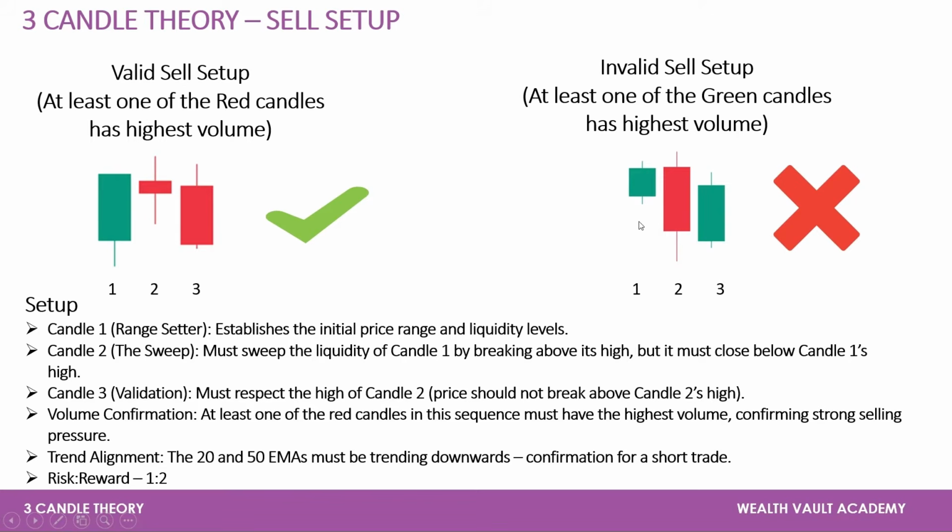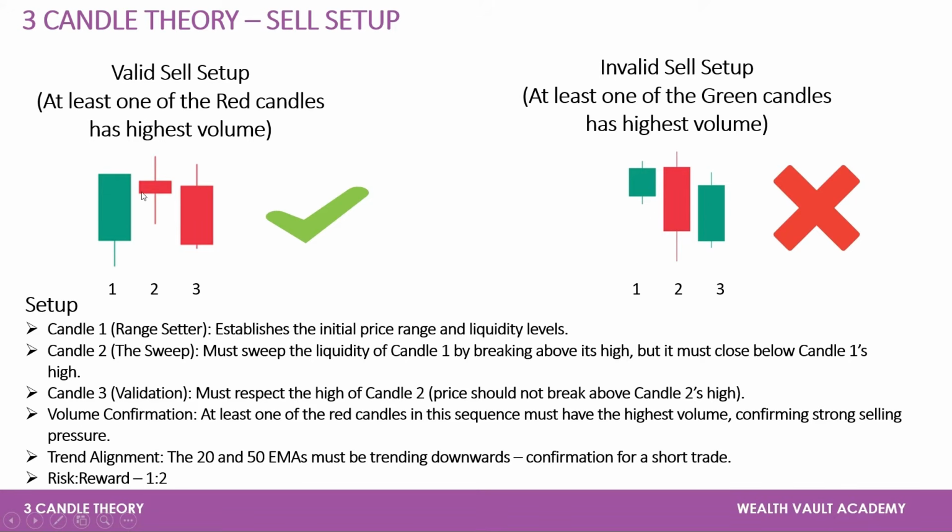In case of an invalid setup, as shown on the right hand side, all the rules of the candles, sweep, validation, everything are satisfied. But if the green candle has the highest volume, then you should simply ignore this particular sell trade. Because we are taking a sell trade, we must have the highest volume in the red candle. Always remember this point.